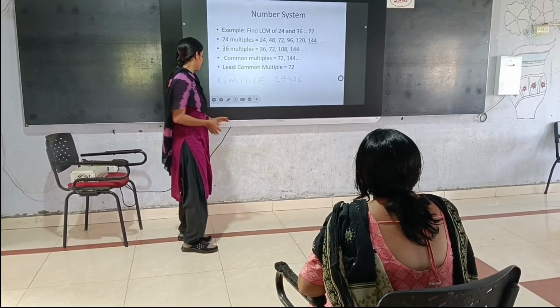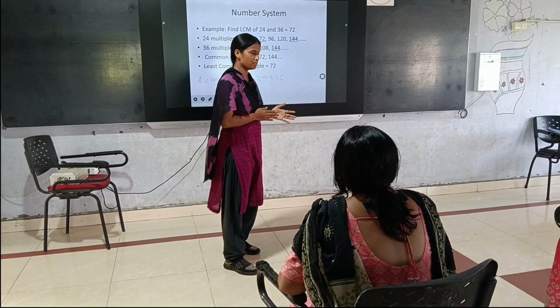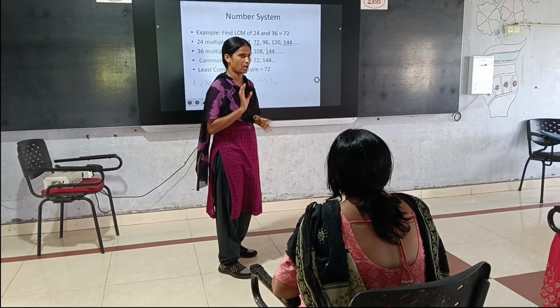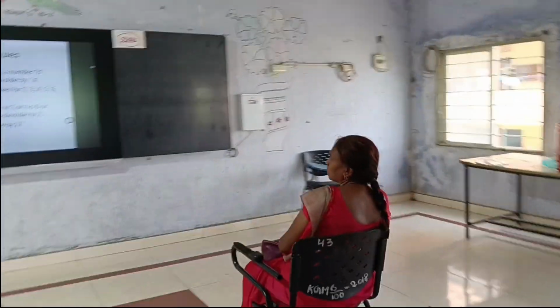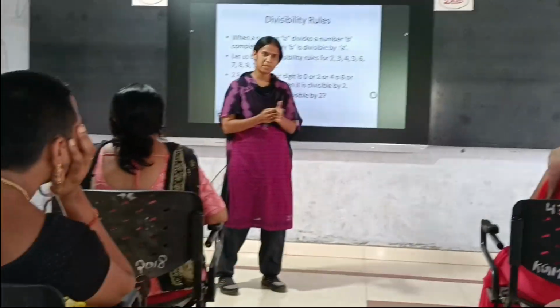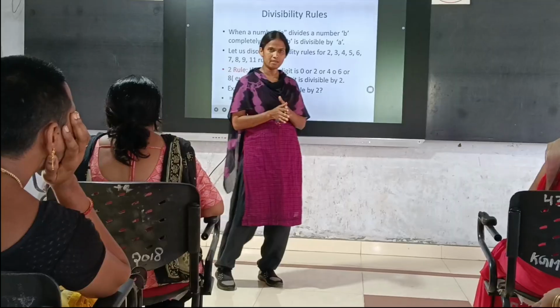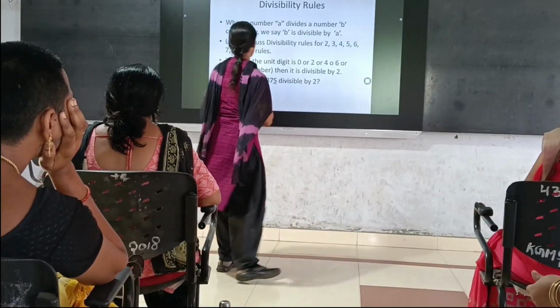Okay. Next, this is the number system. It is not only the number system, but I will take one simple problem. Next, divisibility rules. What does divisible mean? 4 divided by 2: if you divide the number completely, the remainder is 0. That is divisible.